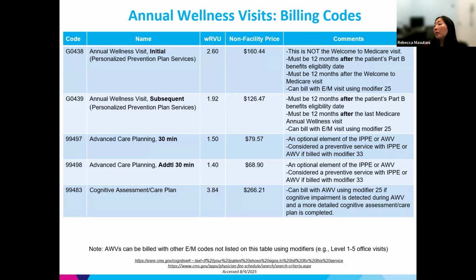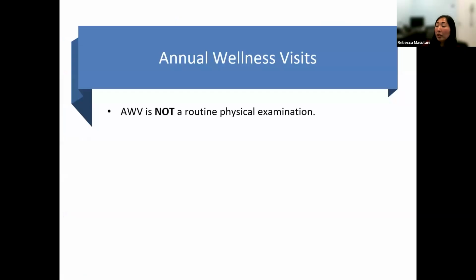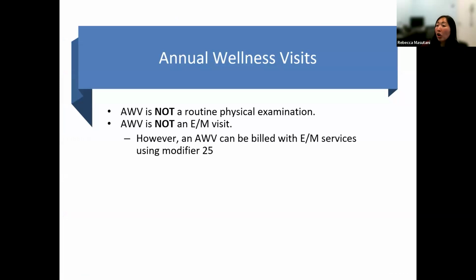In this case, though, the patient may be subject to a cost-sharing amount given that a level visit was provided to the patient on the day of the encounter, in addition to the Medicare annual wellness visit. So as we've mentioned before, the Medicare annual wellness visit is not a routine physical exam. The annual wellness visit is also not an E&M visit. However, as I just mentioned, an annual wellness visit can be billed concurrently with E&M services using a modifier 25, and in this case, patients may be subject to a cost-sharing amount.